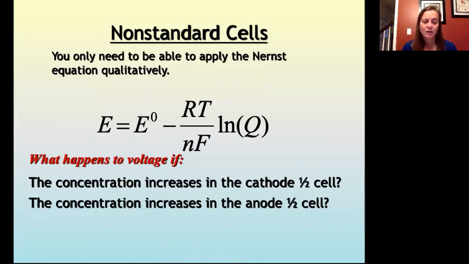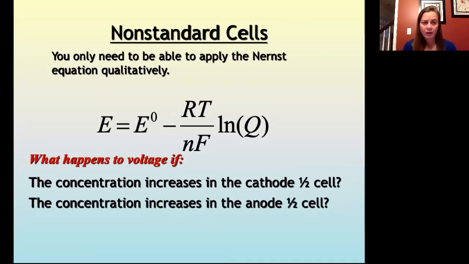If that concentration increases in our cathode half cell, well, cathode half cell is our reduction side. So that is our product side. So we're going to have a higher number here, and that's going to decrease our cell potential. If it increases on the anode side, we're going to have a smaller number here, and that's going to increase our cell potential. So we need to be able to apply it qualitatively, not quantitatively.